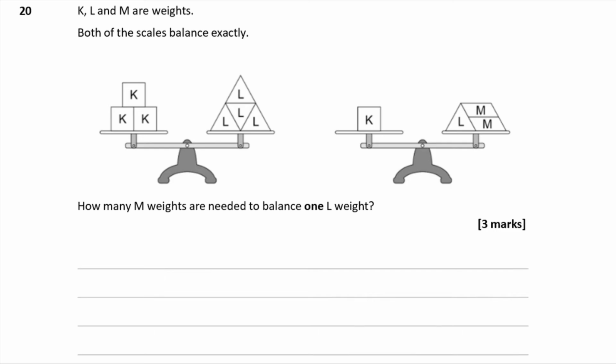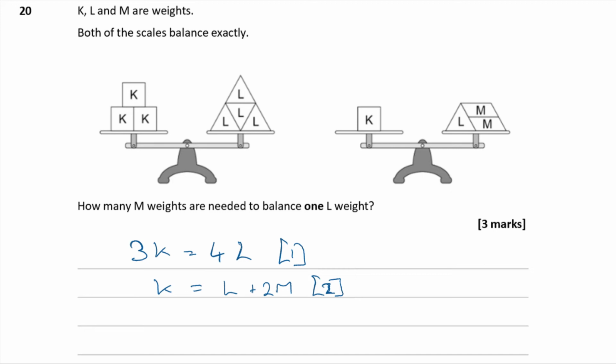Question 20. K, L and M are weights. Both of the scales balance exactly. How many M weights are needed to balance one L weight? I suppose we need to make some equations here. On the left-hand scale, you've got 3 Ks perfectly balanced by 4 Ls. So from this first set of scales, we can say that 3K equals 4L. That's my first equation. Then in the second set, I can see that K balances out with L plus 2M. That's my second equation.